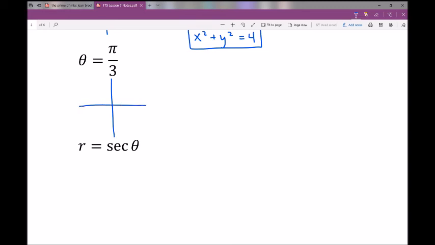So if theta is equal to pi over 3, we're not specifying a radius here. So the radius could be anything, but the angle has to be at a constant pi over 3. So if you think about this, these points all follow a line that is angled so that it goes through pi over 3. Okay, so this is going to be a straight line.